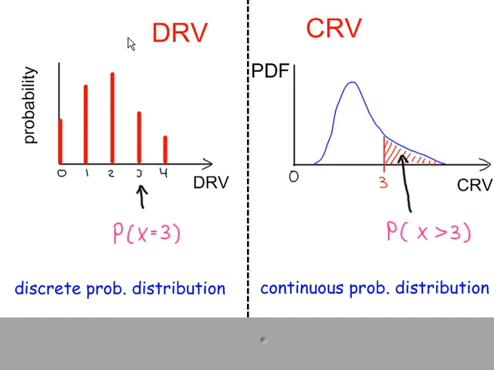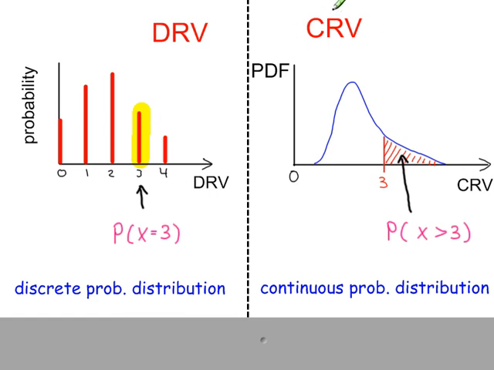For discrete random variables, probability is represented on something that looks like a bar graph, where the random variable takes these values that are defined here, and the probability that any one of these values occurs is the height of the bar. That's probability there. So for example, this bar represents the probability that our discrete random variable takes the value 3.